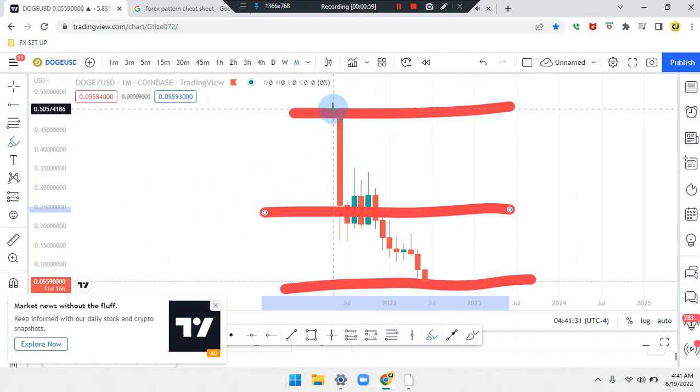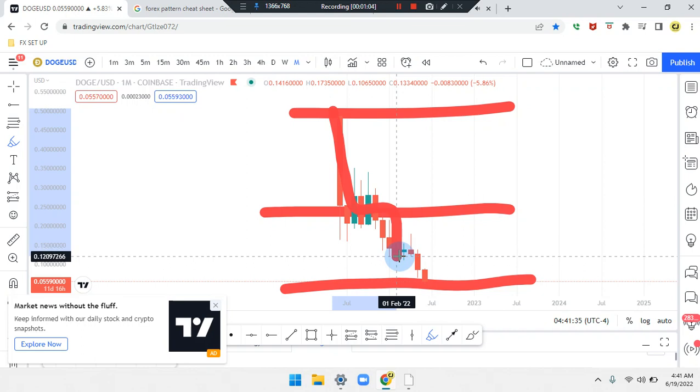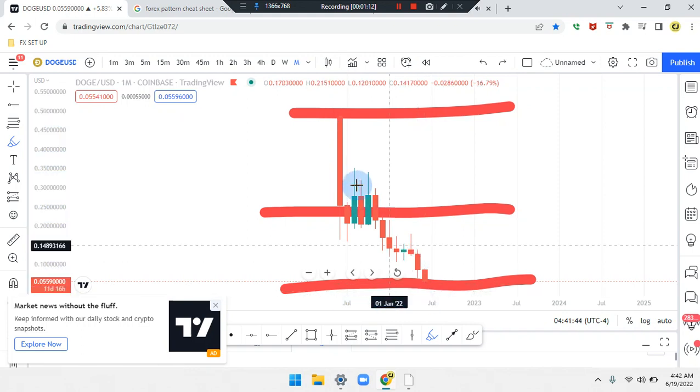The market started off at the high. It pushed down to the midpoint, consolidated, pushed down to another level, which is the second level lows, consolidated a little bit, came back for a retest at that second level lows and pushed down further.